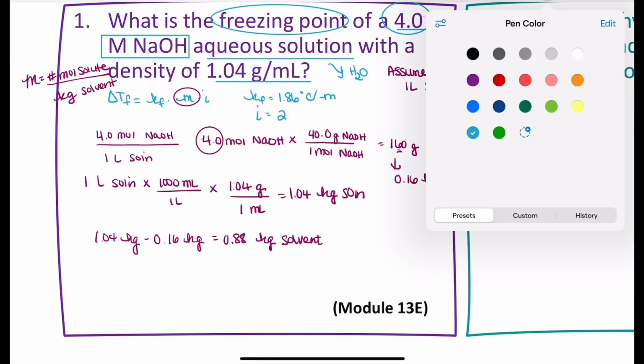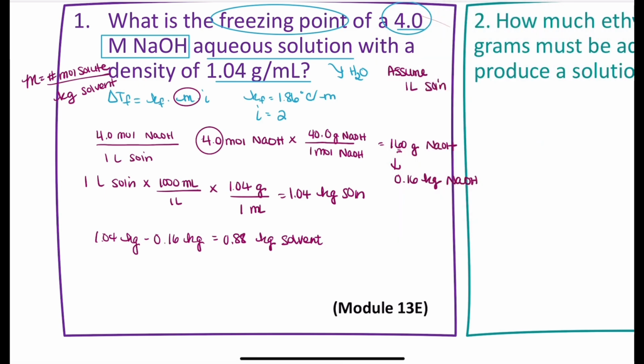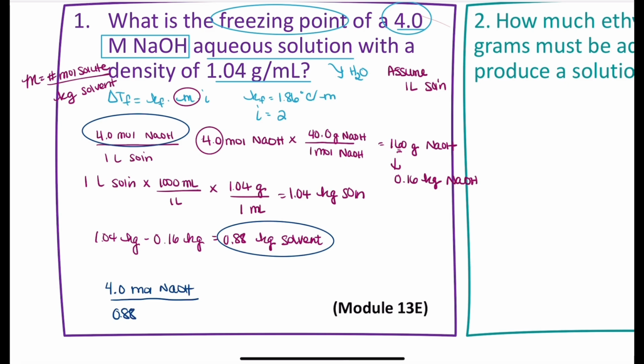Let's find a color that we can actually see. I know my moles of solute. I'm assuming that I have that 1 liter solution, so I know I have 4 moles of solute. I now know how many kilograms of solvent I have, so now I can find that molality. I have 4.0 moles of NaOH, I have 0.88 kilograms of solvent, which gives me a 4.5 molal solution.